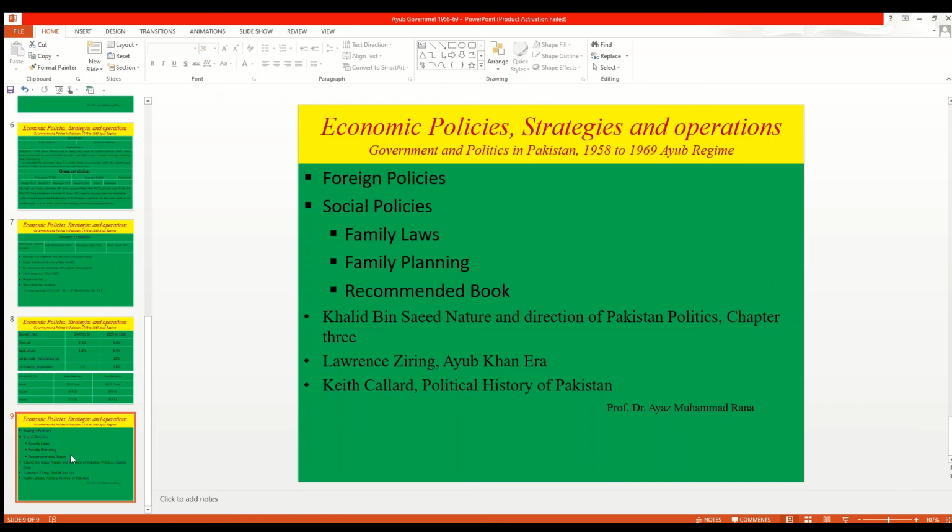So there was a competition between the people, Maulvis, and Ayyub Khan's family planning. So this was highly criticized in Pakistan. So this was also one of the causes of the movement against Ayyub Khan. The recommended books for this are Khalid bin Saeed, Nature and Direction of Pakistan Politics, Chapter 3; Lawrence Ziring, Ayyub Khan Era; and Keith Callard, Political History of Pakistan.